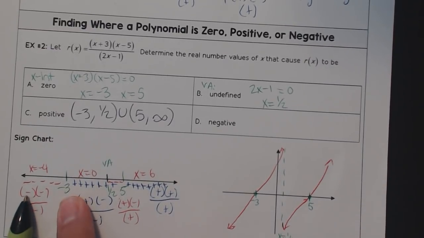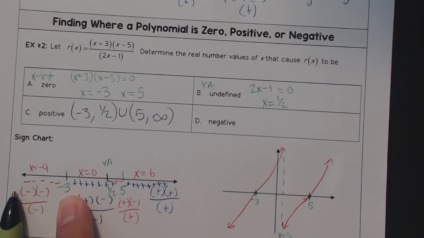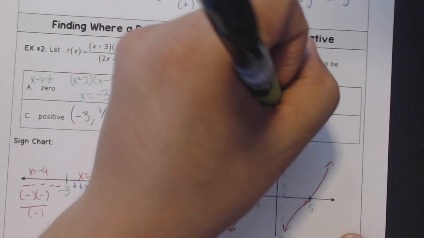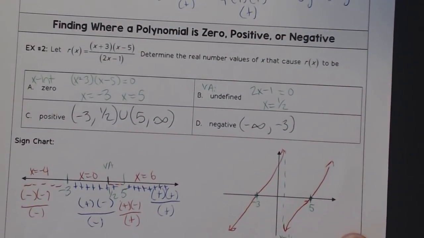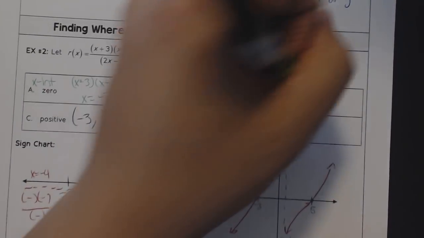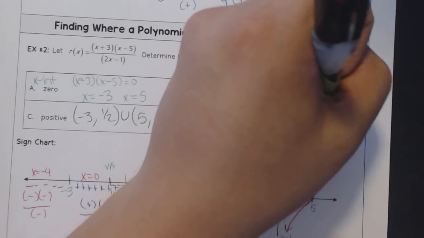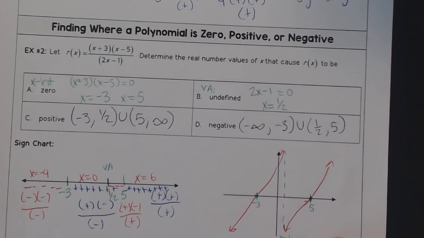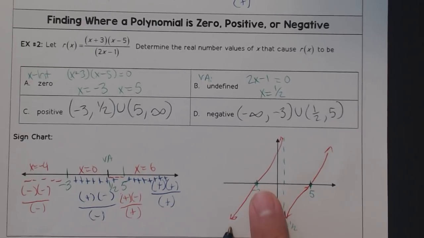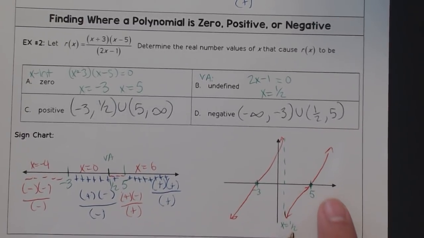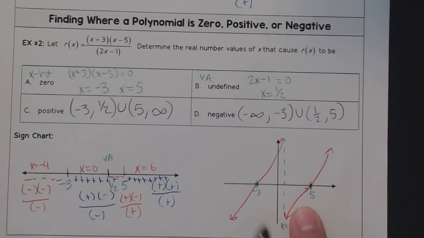Negative happens when it's every number less than -3. So that's going to be negative infinity to -3. And we have a little negative between 1/2 and 5. So we say union 1/2, 5. And also we can even see that matches our graph. You see before -3, all our y values were negative. Between 1/2 and 5, all our values were negative. Likewise for our positives.